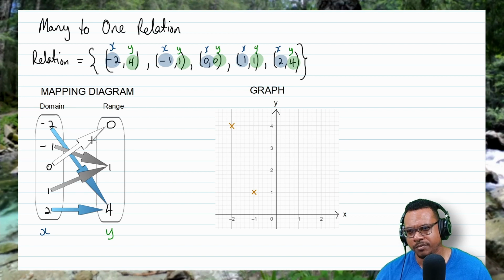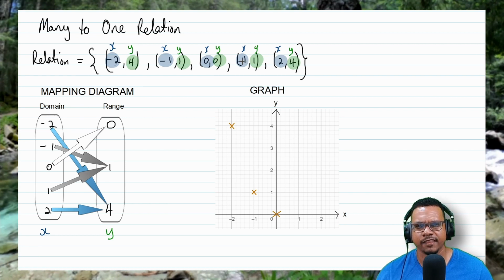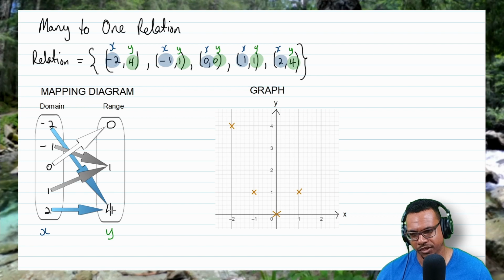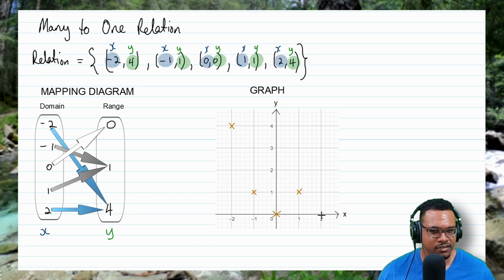Then we're going to have 0 map to 0. So here, 0 in the domain, map to 0 in the range, which is the origin. So that's the point of intersection of the two number lines. That's 0, 0. Then we're going to have 1 in the domain, map to 1 in the range. So 1 goes all the way up to 1 here. And then you're going to have 2 in the domain, map to 4 in the range. So from 2 here on the X, go all the way up to 4.